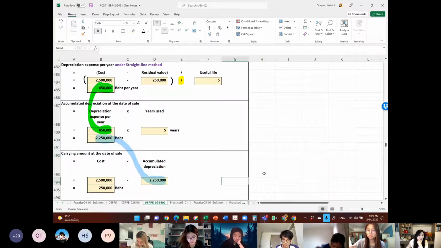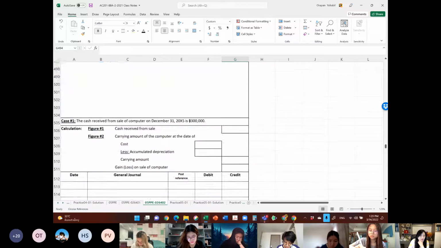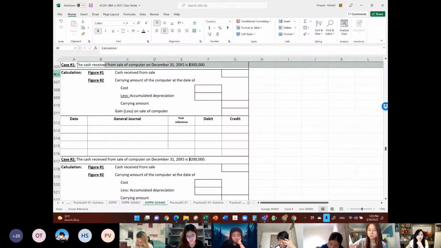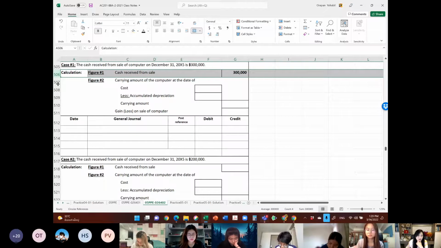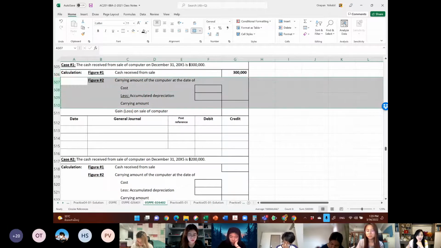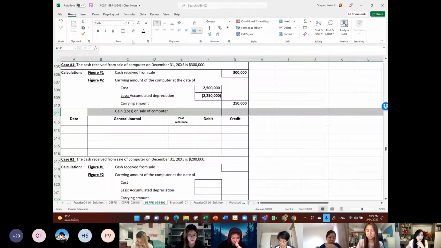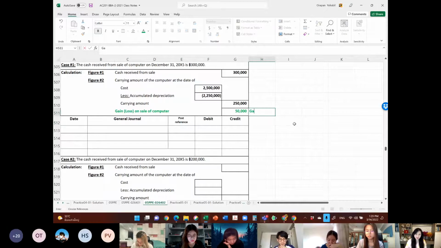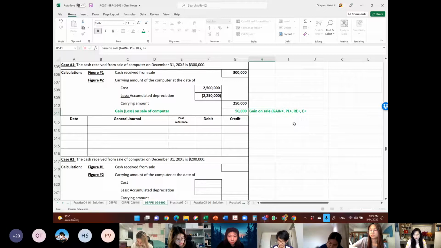All right, so over here, after you have calculated this, I hope that you finish up with the notes. Then what I would do is I would take here the amount of cash received, which is 300,000 in case number 1. And then I would take the carrying amount that I have calculated earlier for 250,000. So over here, you can see that we have gain on the sale, right? Gain on sale. So how would this affect the equity? The gain is increasing, the profit would then be increasing, then the retained earnings would be increasing, and the equity would then be increasing.